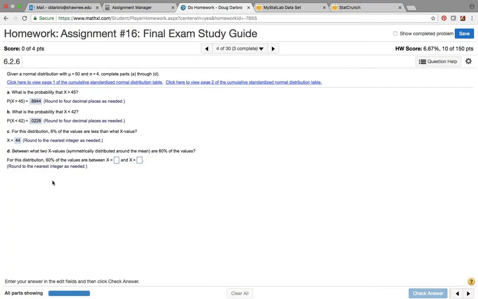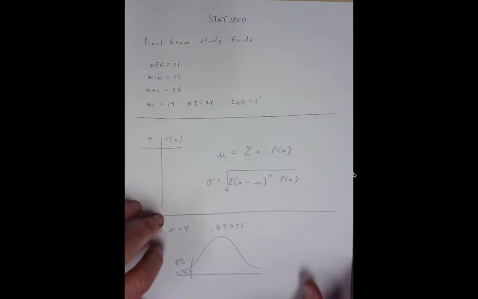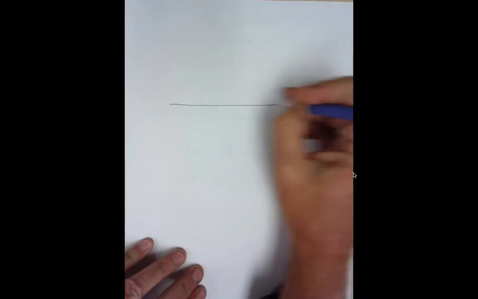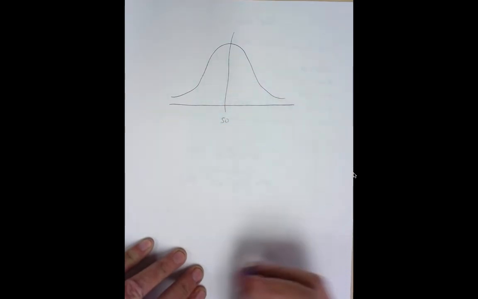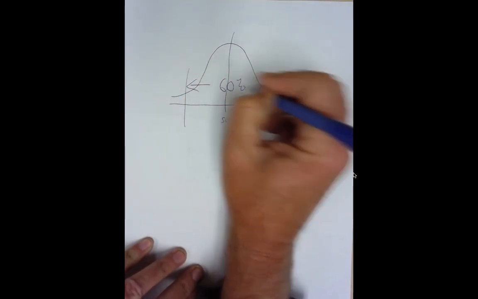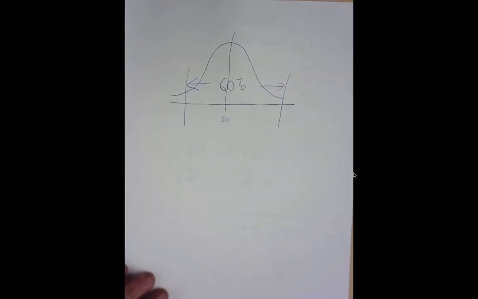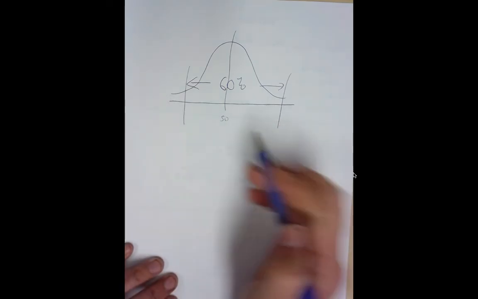And the final one: between what two X values symmetrically distributed around the mean are 60% of the values? Well, a picture is going to really help here. What we want is the values surrounding the mean of 50 where the middle 60% of the distribution falls. So guys, again, let's think about it. Underneath the curve, we have 100%.